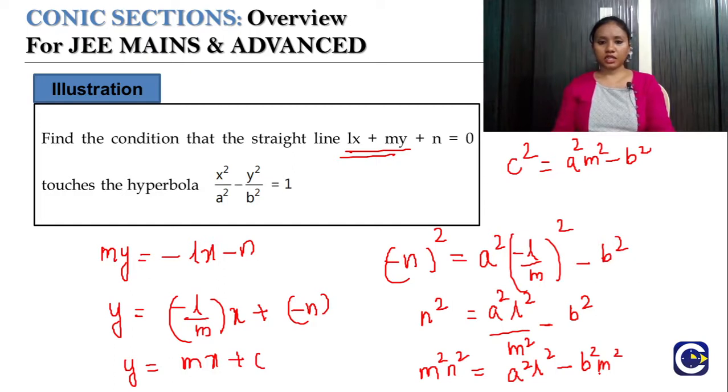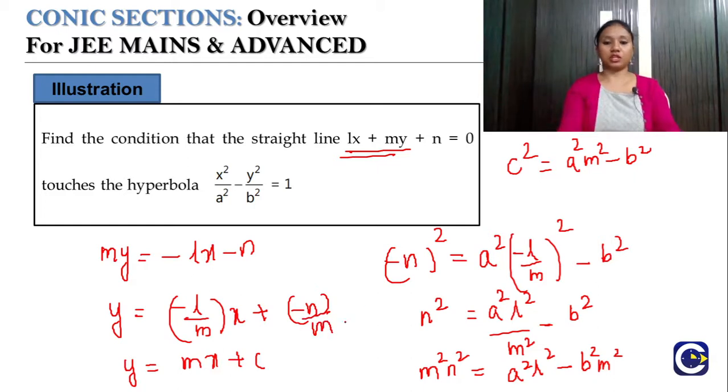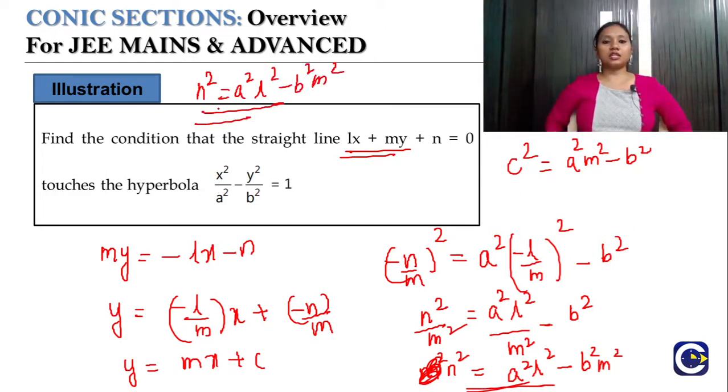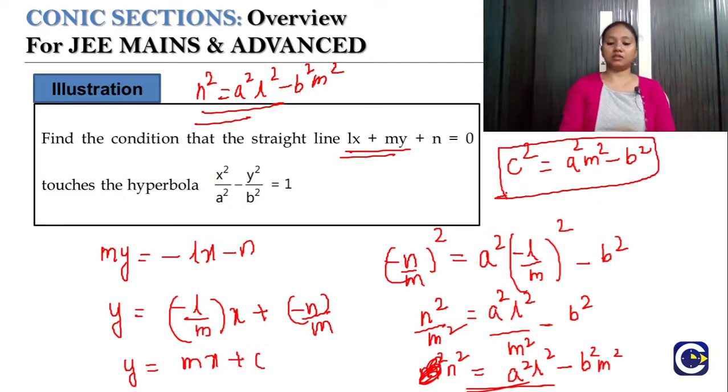So the m square will also be here, right? So here minus n by m whole square, so m square will actually get cancelled on both sides. So that's all. This will be the final condition: n square is equal to a square l square minus b square m square. This will be our final condition such that the given straight line touches the given hyperbola. In order to solve this type of question, the only thing we should be aware of is the condition of tangency.